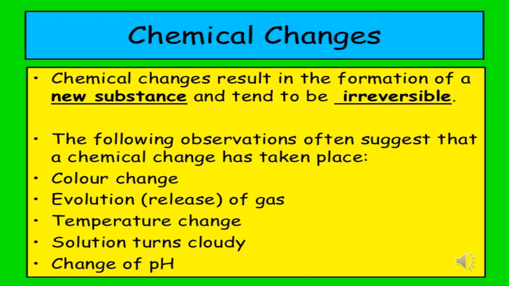Now let's learn exactly what happens in a chemical change. Chemical changes result in the formation of a new substance and tend to be irreversible. The following changes often suggest that a chemical change has taken place. 1. There may be a change in color. 2. An evolution of a gas. 3. A change in temperature, it may become hot or cold. 4. The solution may turn cloudy. And 5. A change in pH may also take place. pH means acidity or basicity of a solution.